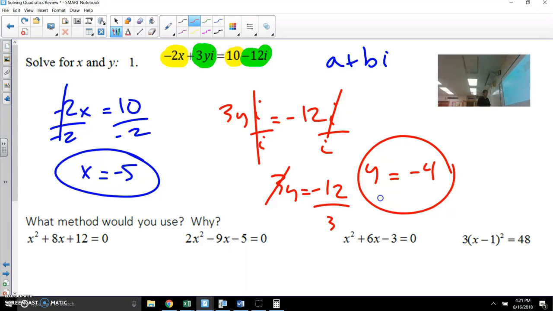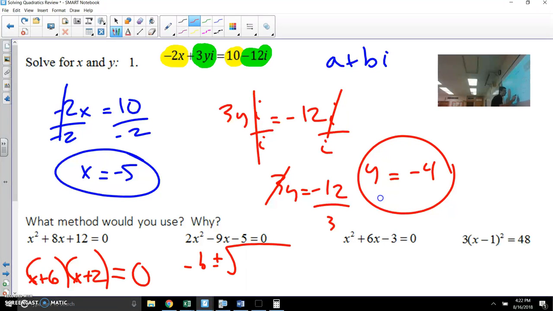Alright, I'm pretty sure I'm going to run through this real quick. I would probably think about factoring this, because you're trying to think of what would multiply and add, and that's going to be 6 and 2. 6 plus 2 is 8. 6 times 2 is 12, so make those 0, and you're looking at two negative values, negative 6 and negative 2.